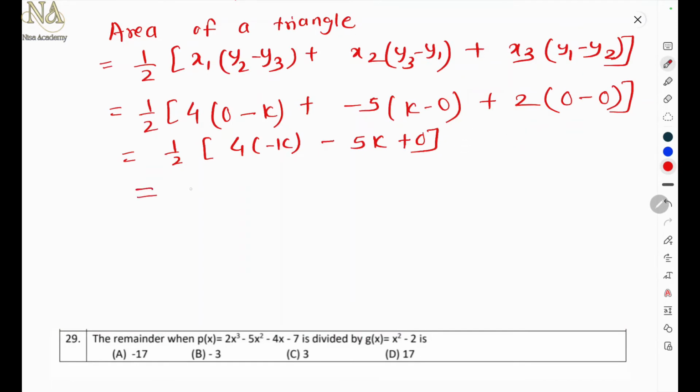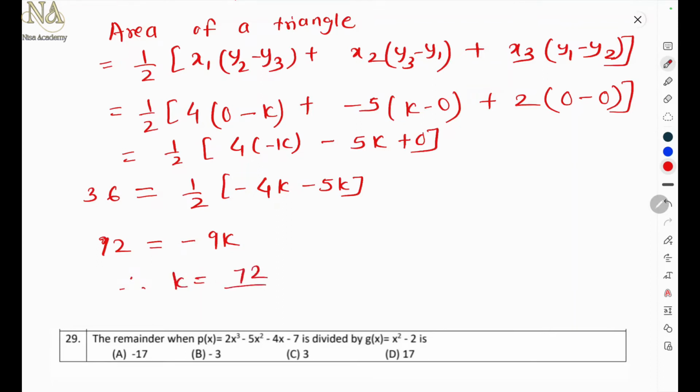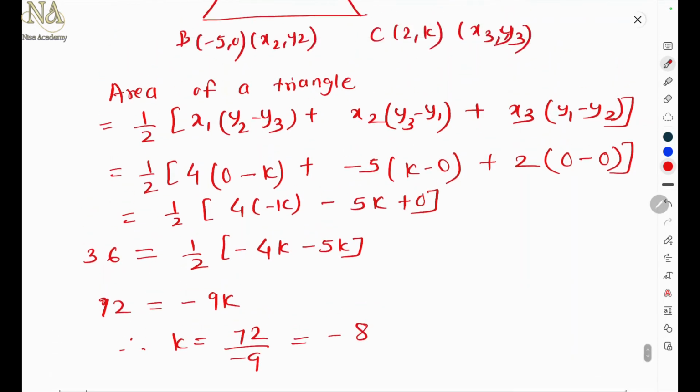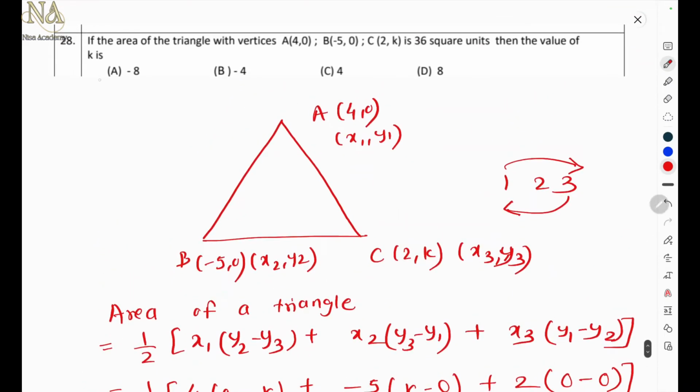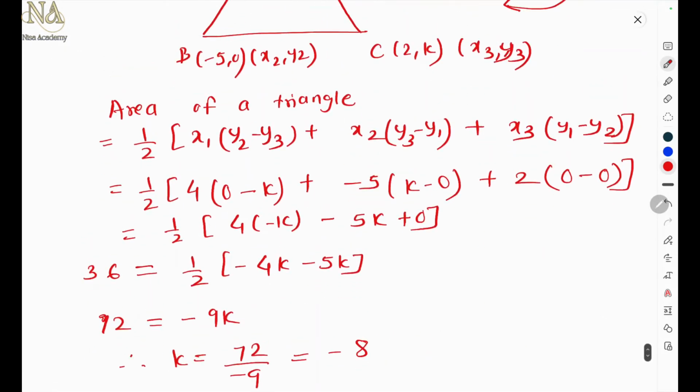So here I will write half into minus 4k minus 5k, which is the area of the triangle, given to me as 36. So 36 twos are 72 is equal to minus 9k. Therefore, k is equal to 72 upon minus 9, which is minus 8. So the answer is option A, minus 8. Okay, the correct option.